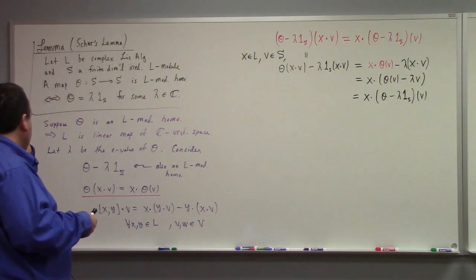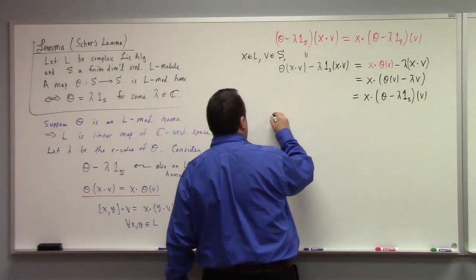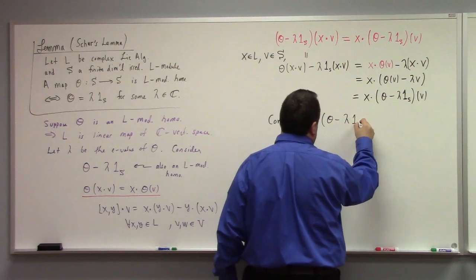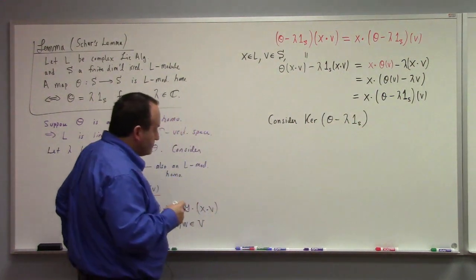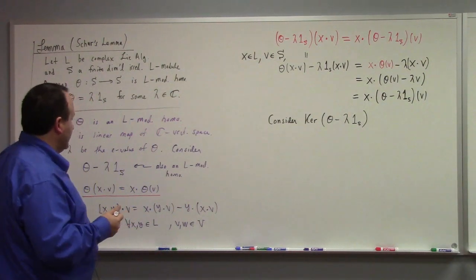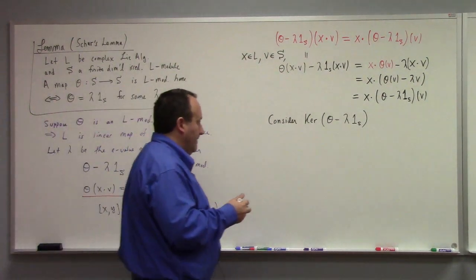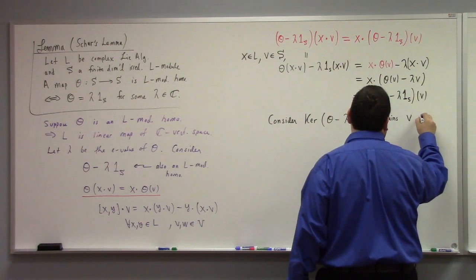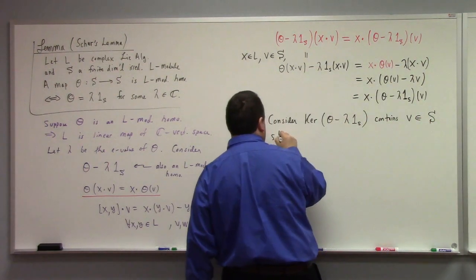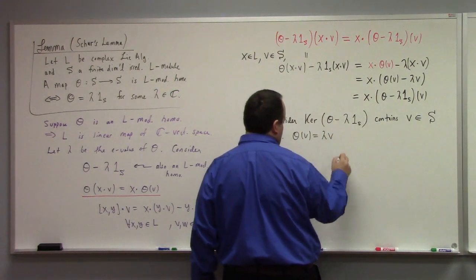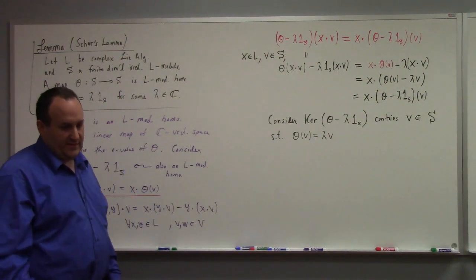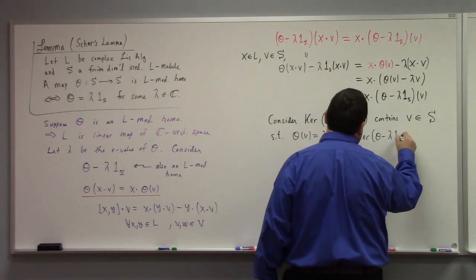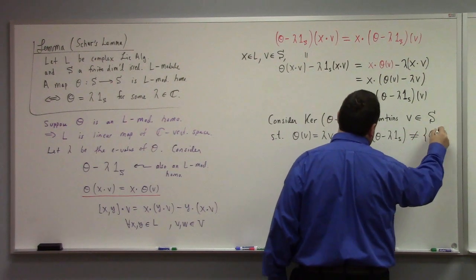So, all right, now look at the kernel, but consider the kernel of theta minus lambda times the identity. What can we say about that? Notice that the eigenvector of theta is in this, right? It contains, let's say, v in S such that theta of v is equal to lambda v, certainly. So that tells us that the kernel is not equal to just zero.